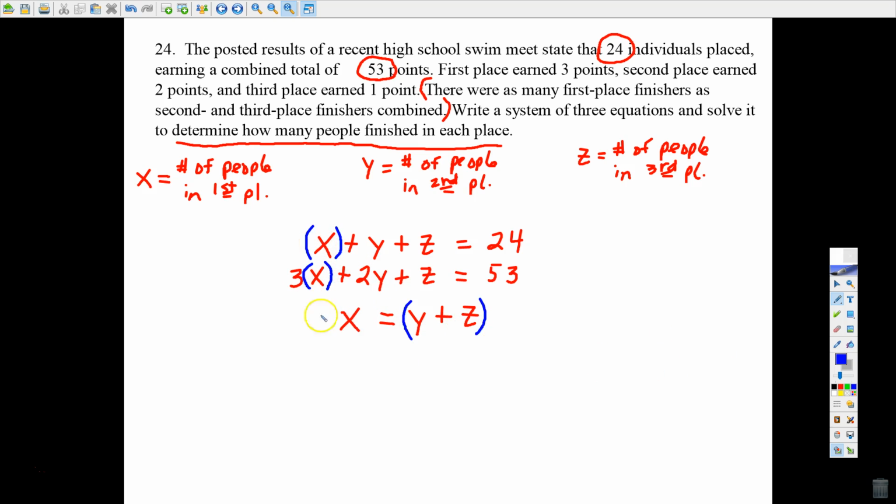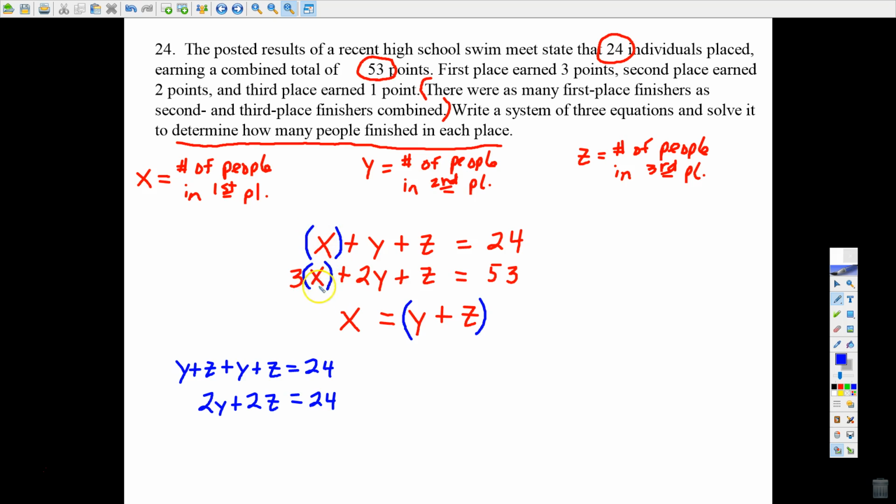Replacing X in the top equation, I'm going to have Y plus Z, and then the rest of the equation as it's given, plus Y plus Z is equal to 24. And let's go ahead and combine like terms to simplify this. 2Y plus 2Z is equal to 24. Okay, that takes care of subbing into the first equation.